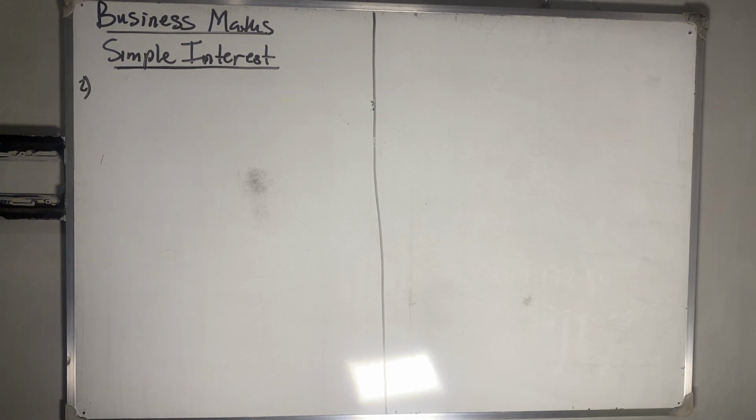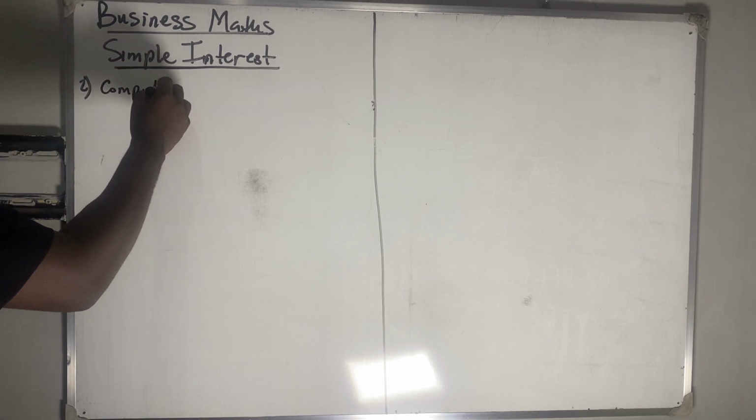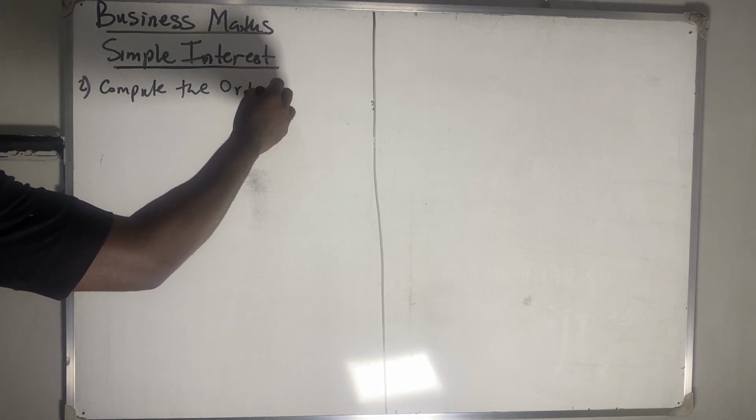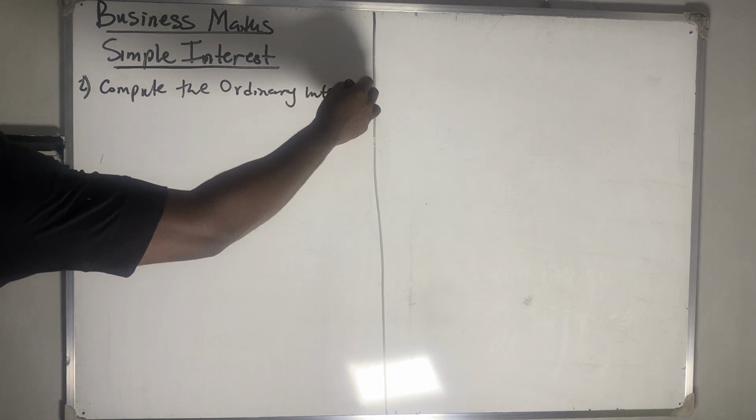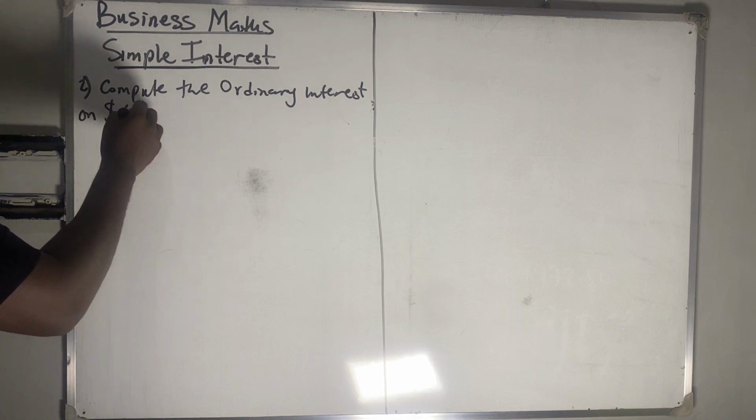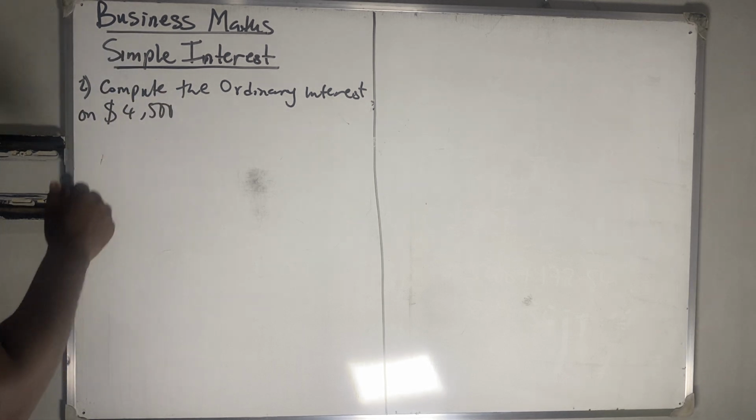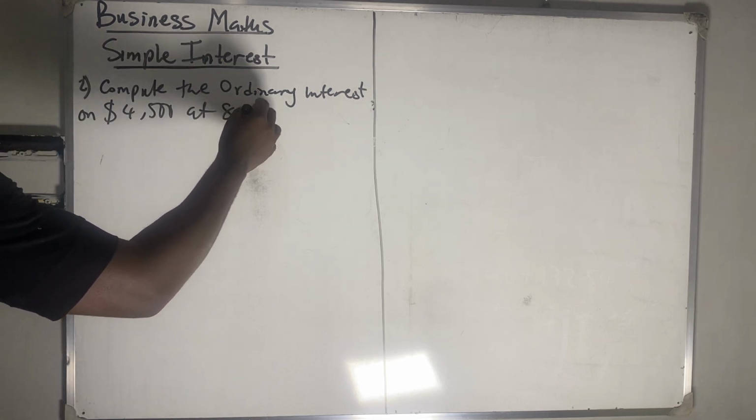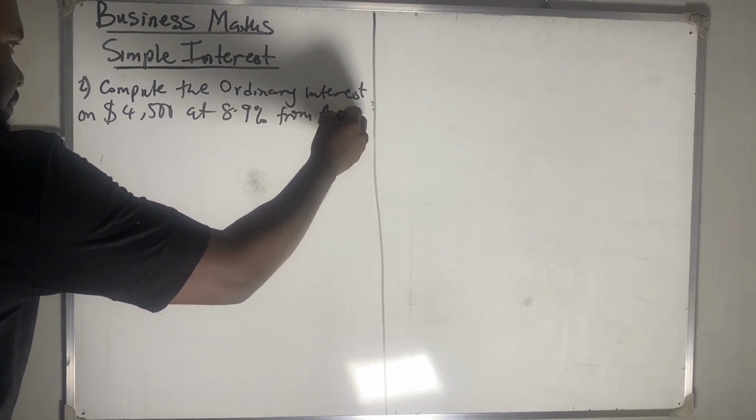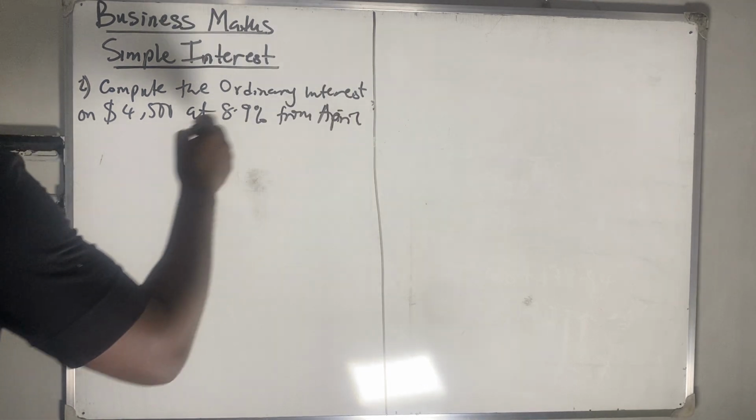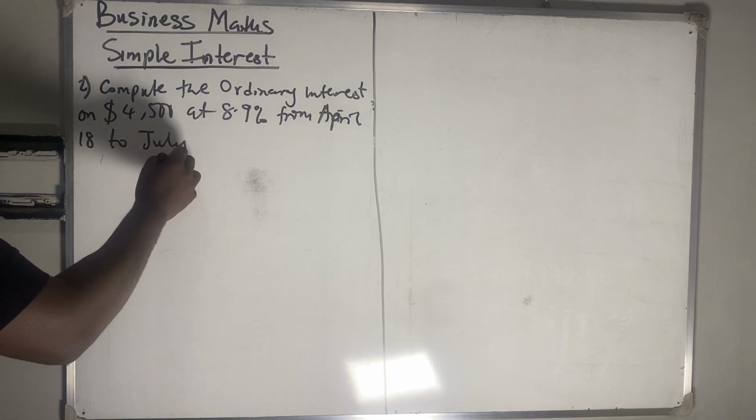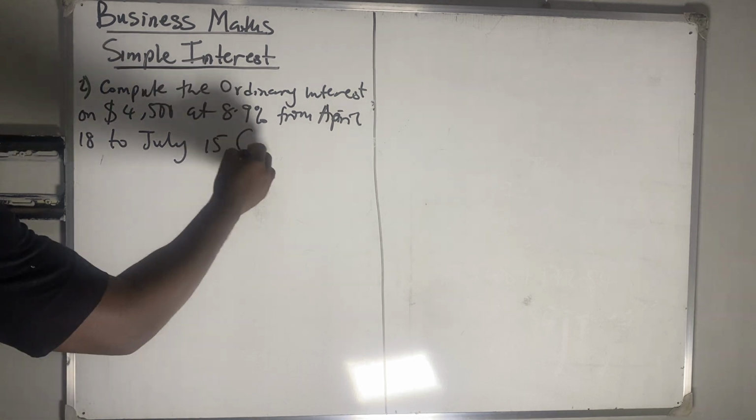Number two, now they said compute the ordinary interest on $4,500 at 8.9% from April 18 to July 15, of the same year.